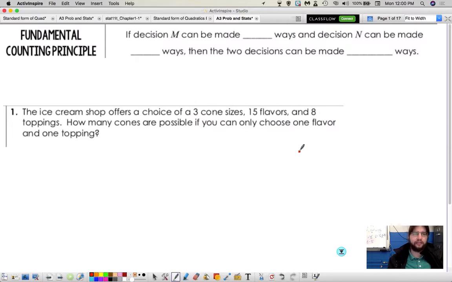All right, guys and gals, let's talk about probability. So first off, the fundamental counting principle. If we've got a decision that can be made m different ways, and another decision that can be made n different ways, the number of ways we can make those two decisions together is m times n.